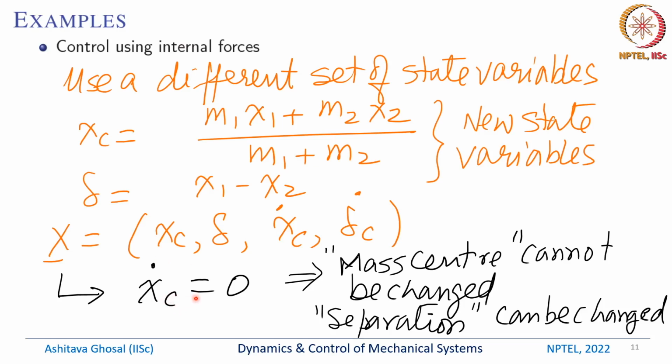Whatever equal and opposite force F that you apply in both the opposite directions to the masses, the center of mass remains at the same place. So I cannot change the center of mass. So if I have a desired trajectory which says the center of mass needs to go from here to here, then using F, which is u in this case, the control input, I cannot change the center of mass. Okay, whereas the separation can be changed, because only xc double dot will turn out to be 0.